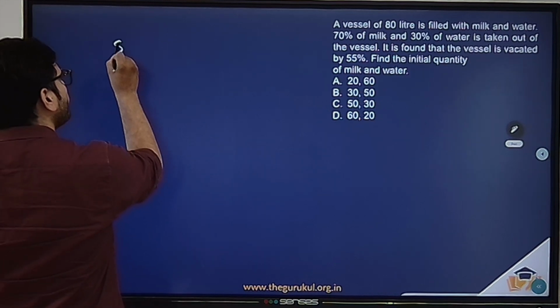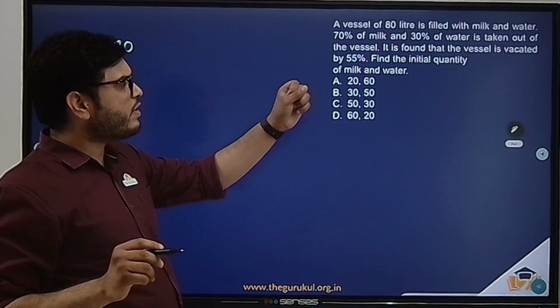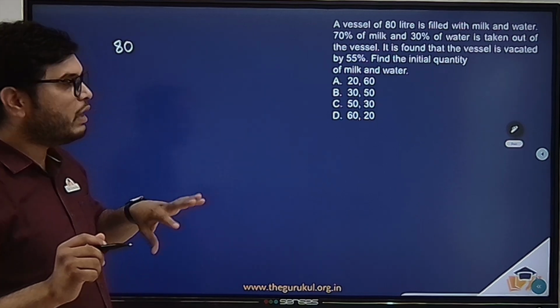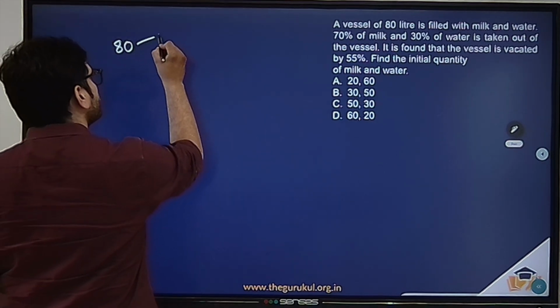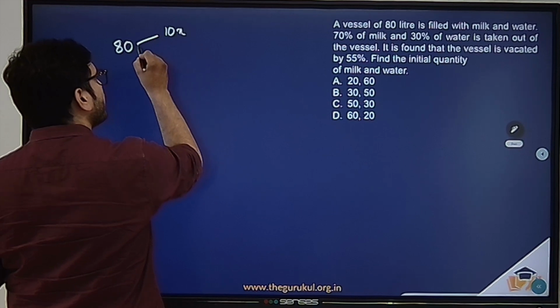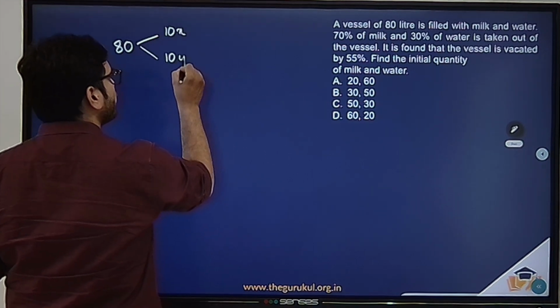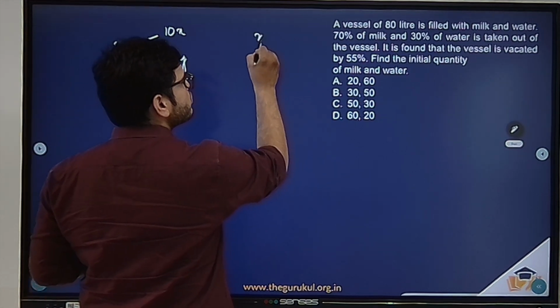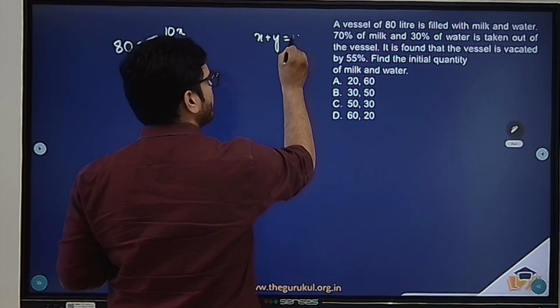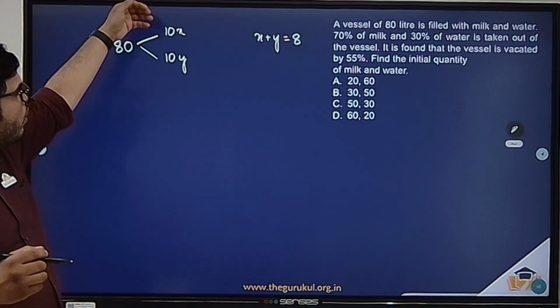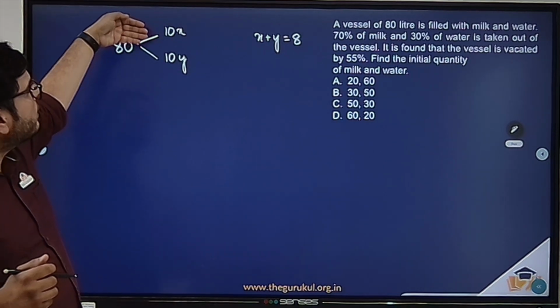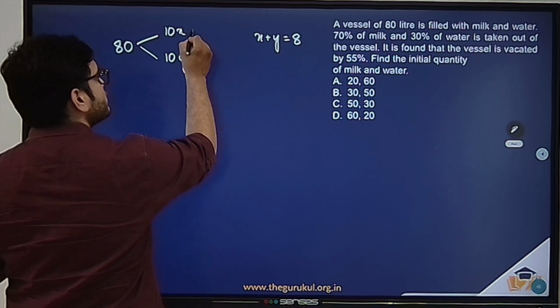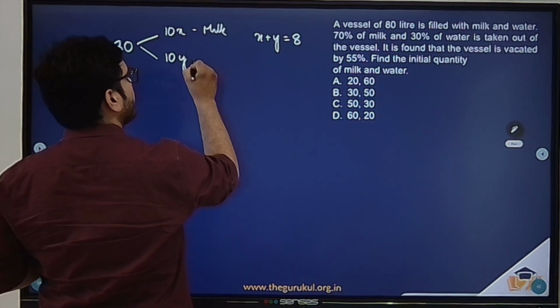So initially that vessel has 80 liters of milk and water, right? So let me assume there are 10x liters of milk and 10y liters of water. So 10x plus 10y is equal to 80, or I can also write x plus y is equal to 8. Now let this be milk and let this be water.